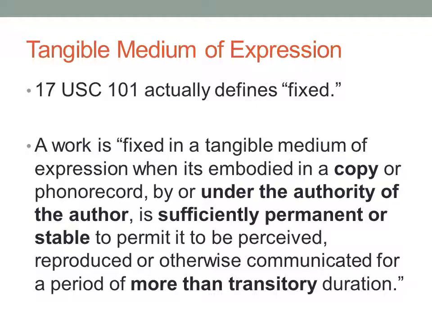Now, I bolded those words. Those are things we're going to talk about and define. We're going to talk about what a copy is versus a phonorecord. We're going to talk about what is considered under the authority of the author and what is sufficiently permanent or stable and something that is more than transitory. So we're going to kind of talk about these things here.